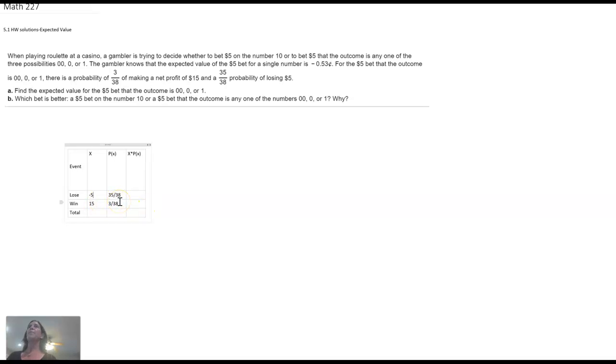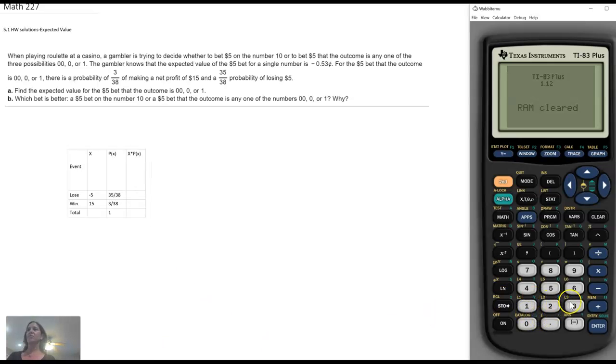So I want to know my expected value. If I keep playing this game over and over and over again, consistently betting $5, what is going to be my total? We can check this as a probability distribution because certainly 35 out of 38 and 3 out of 38 equals 38 out of 38, or 1. So multiplying across, I'm just going to do this the old-fashioned way without my fancy tables since it's pretty small amounts. I only have 2 rows here. So negative 5 times 35 38ths. And that, as you can see, gives us negative 4.61.